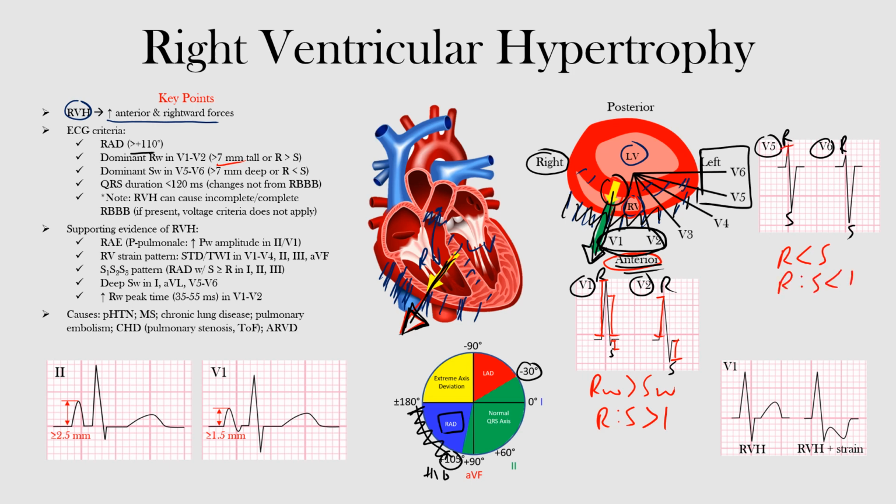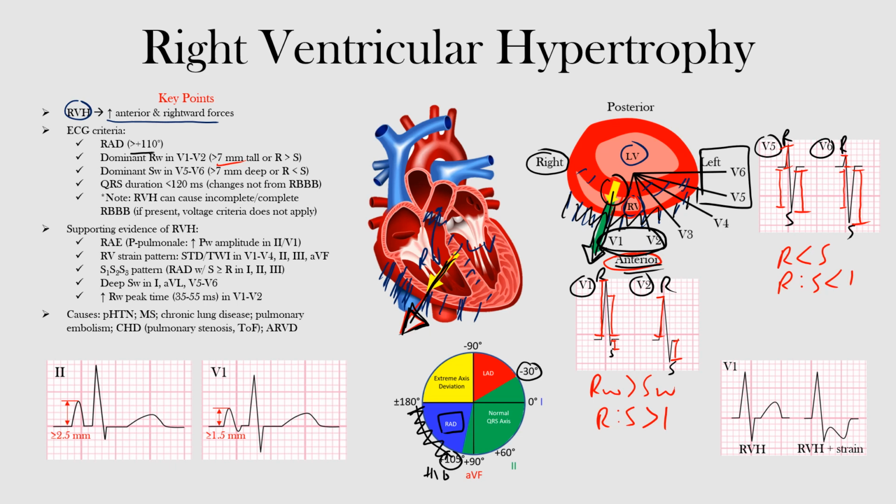Okay, here's our R wave amplitude in each of them. Notice that it's less than our S wave, because our forces are moving away from these leads. So we'll see more negative deflections in these leads. And again, also the S wave amplitude, which we can clearly see in both of these leads, is greater than 7 millimeters in depth.